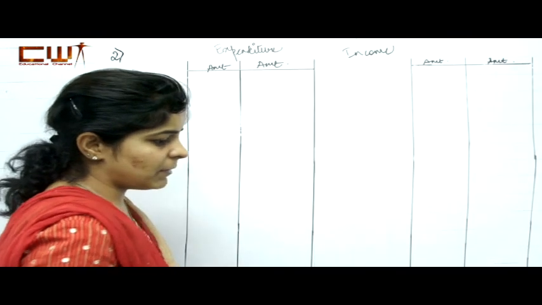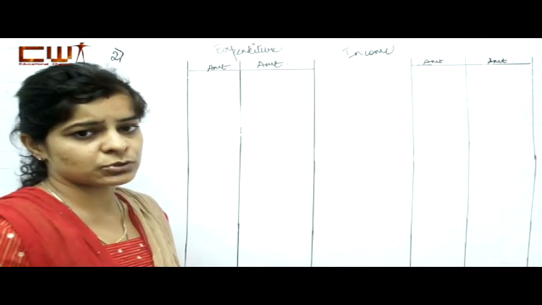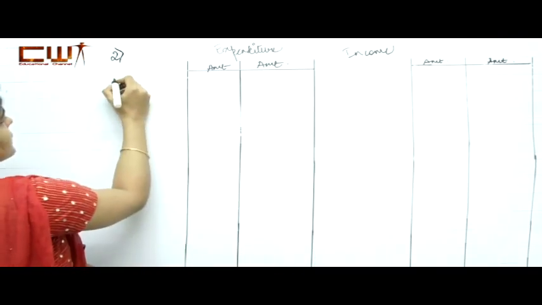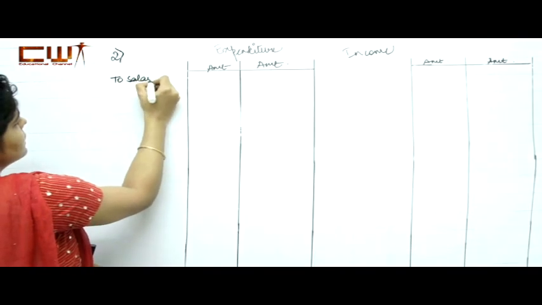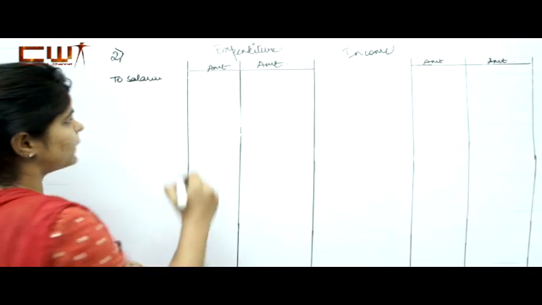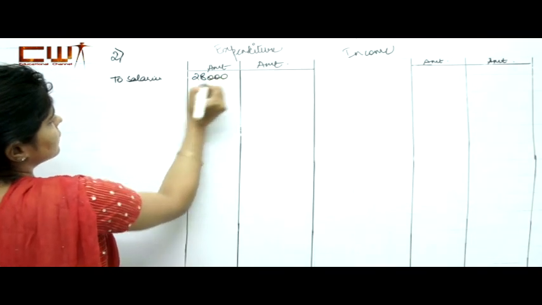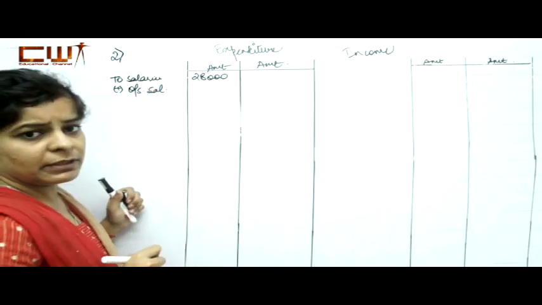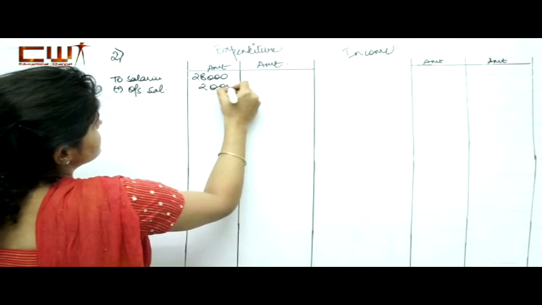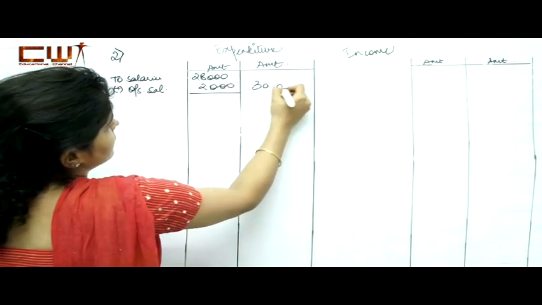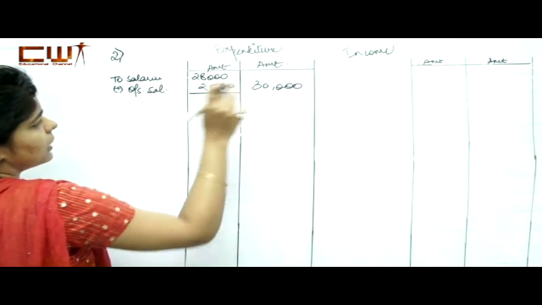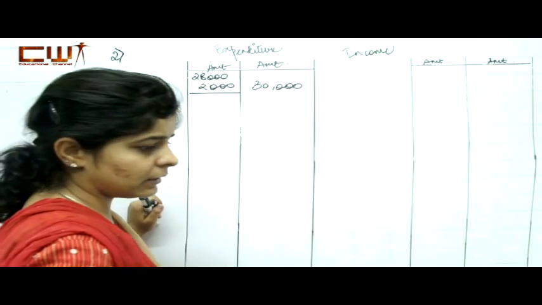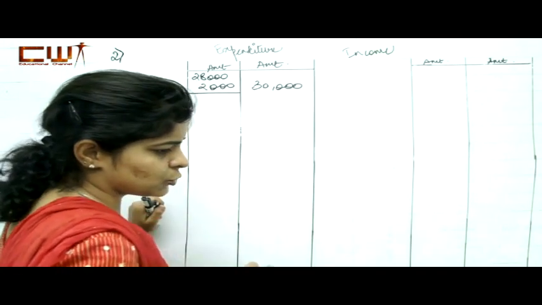See what they have given. On the payment side, they have given salaries 28,000, and in the adjustment they have given outstanding 2,000. So you write to salaries 28,000, plus outstanding salaries 2,000. Add this 2,000, so 28,000 plus 2,000 will give you 30,000.